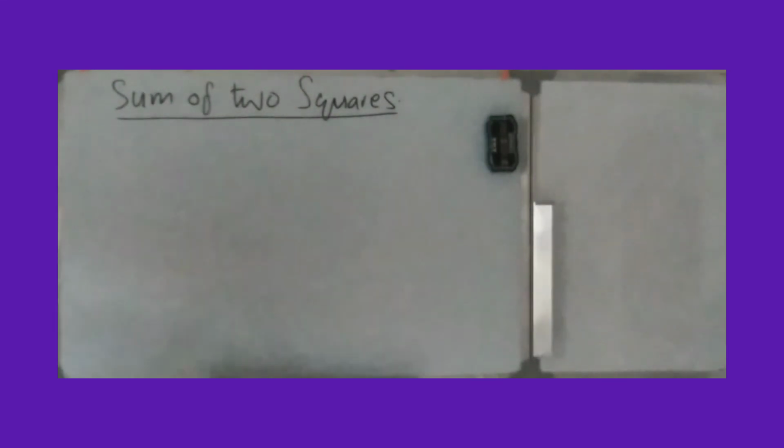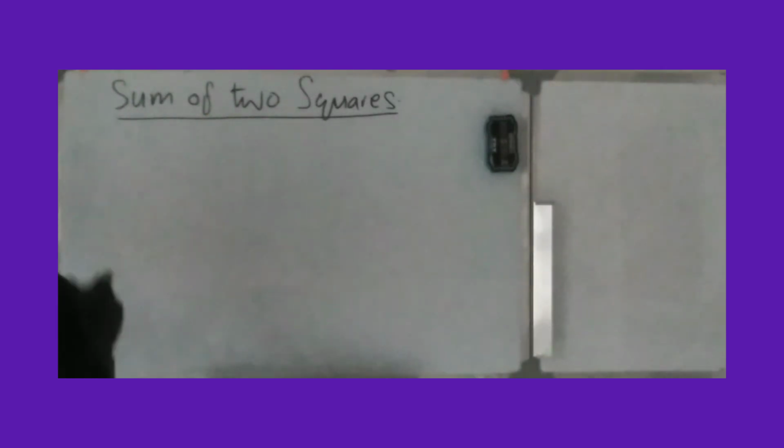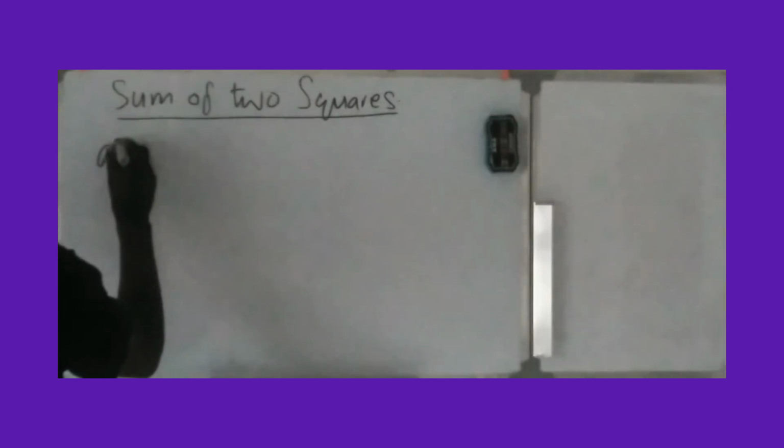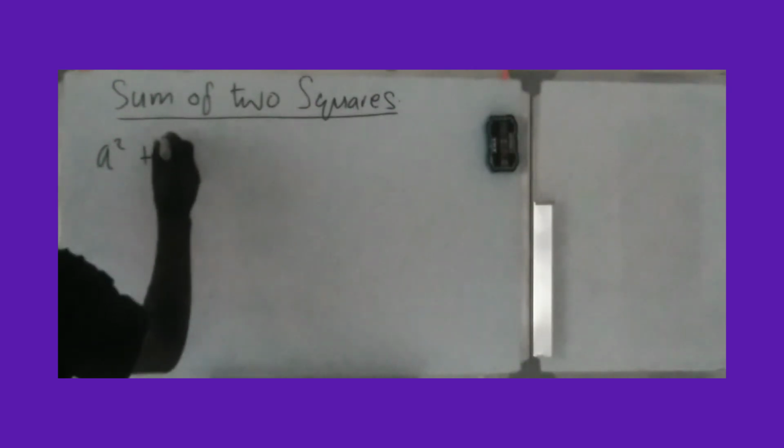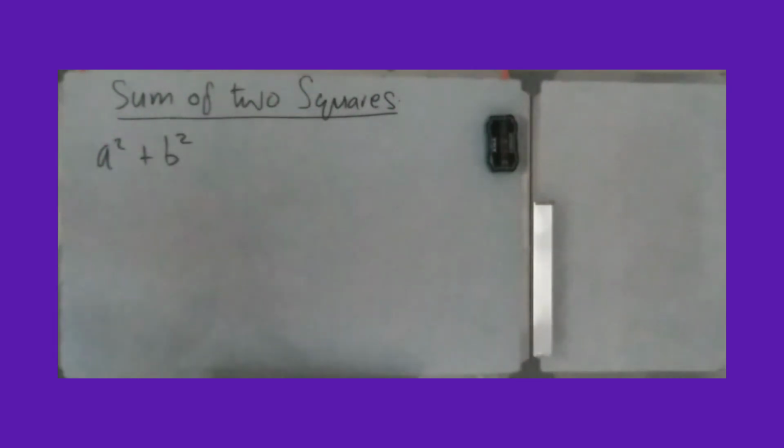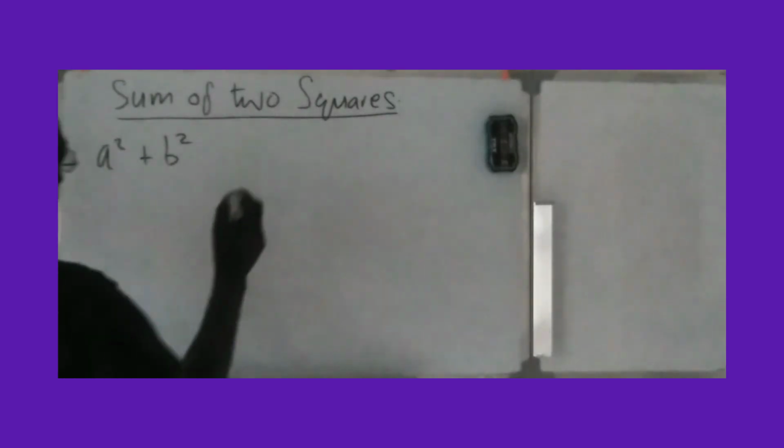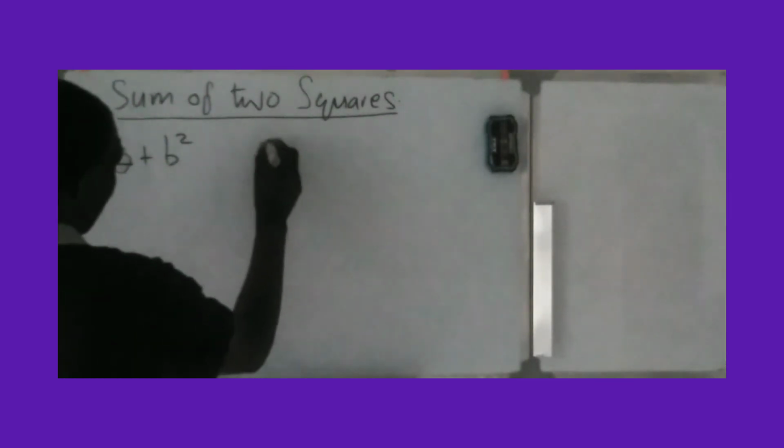What is a sum of two squares? Well, a sum of two squares is an expression such as a squared plus b squared. Let's call this expression number 1.